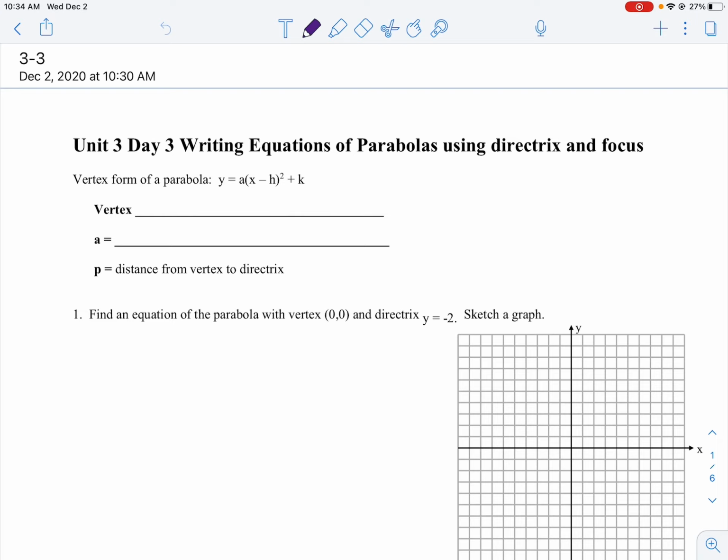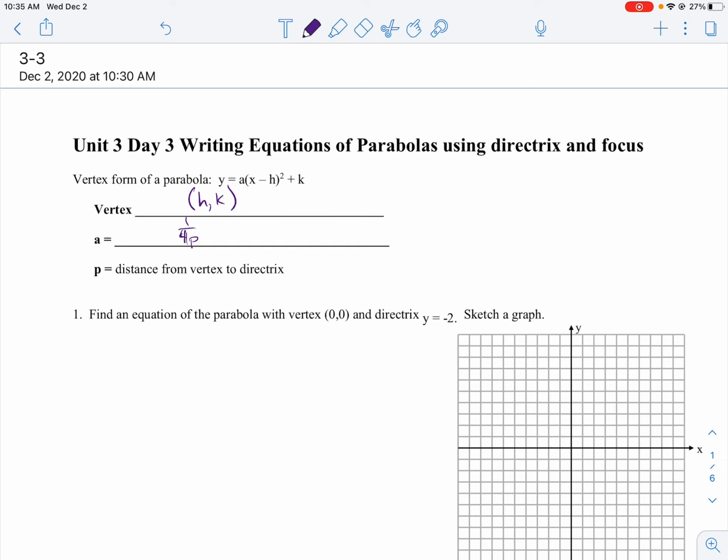We're going to be writing equations of parabolas using our directrix and focus. All right, so it goes without saying, our vertex, again, is just your h and k value. Remember, those h and k values get switched when it's an x equals. Your a value is always just 1 over 4p. That p value helps determine your a value.